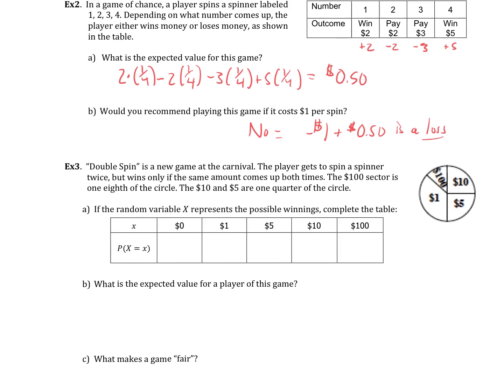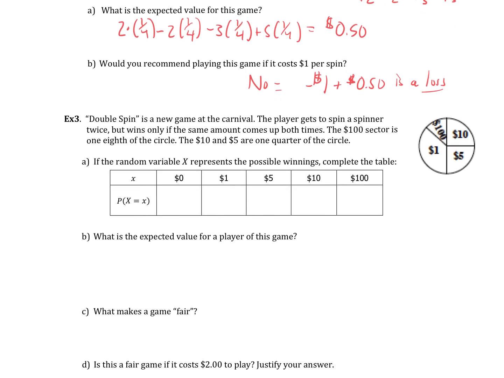All right, new game called Double Spin. It's a really creative name. The player gets to spin a spinner twice, but wins only if the same amount comes up both times. The $100 sector is 1/8, and everything else is a quarter, so this must be 3/8. Okay. So the probability of getting 0, I'll fill that out last.